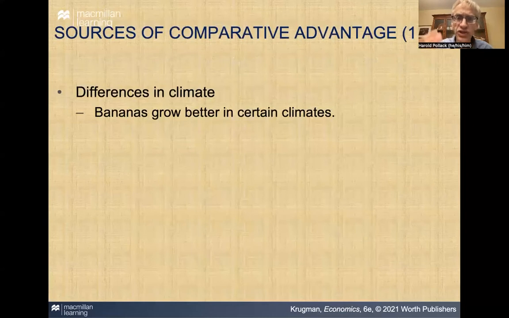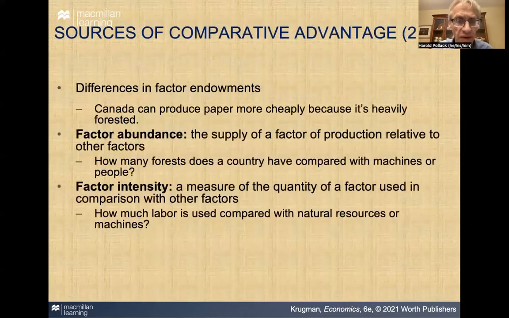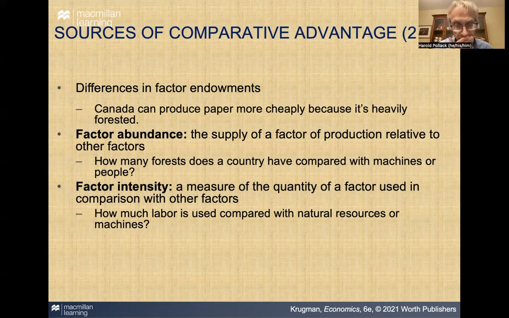Sources of comparative advantage: climate is one. Differences in factor endowments are another. Canada can produce paper a lot more cheaply than the US just because it's heavily forested. Factor abundance is the supply of a factor of production, something that goes into production, relative to other factors. So how many forests does a country have compared to how many machines or people they have? Factor intensity is a measure of the quantity of a factor used. So how much labor is used compared with natural resources or machines.